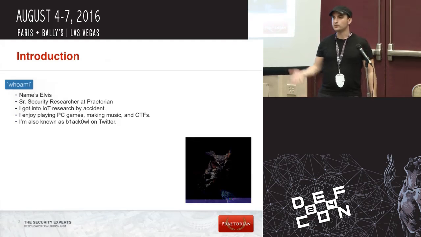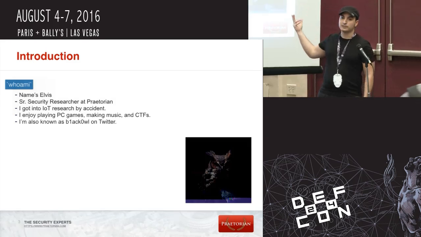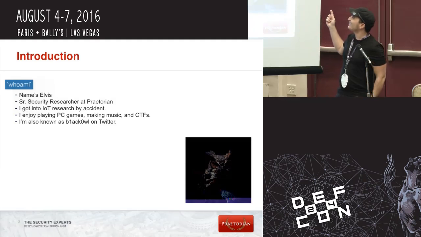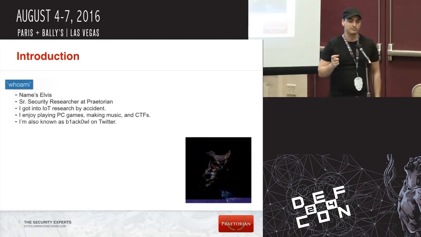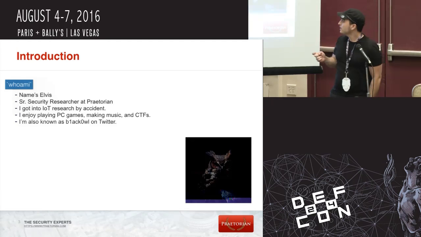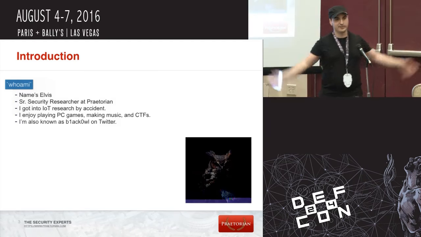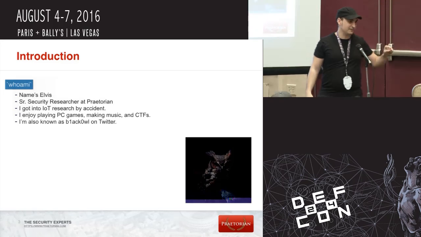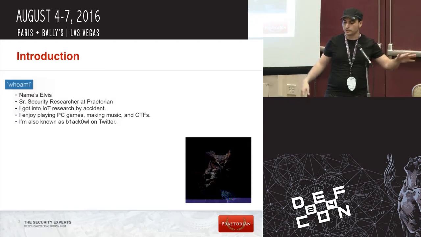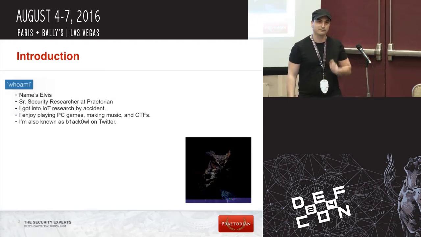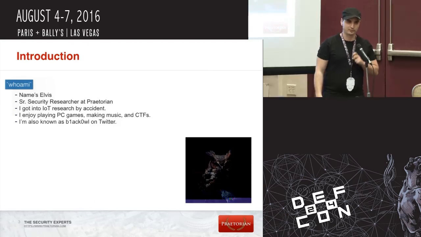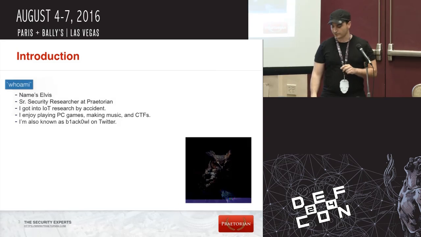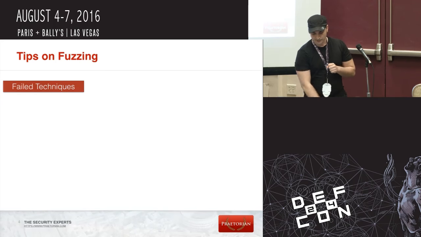But who am I, right? Who's this kid up there wearing all black? My name's Elvis, real name. I love how everyone's cell phones started going out taking pictures when I said that. I'm a senior security researcher at a local pen testing firm in Austin, Texas called Praetorian. I got into IoT research completely by accident. I started off in the desktop space. The long story short was that I had a coworker who found a really nasty vuln. It took him 3 seconds to find it with a really dumb fuzzer, and I said, if you can do it, why can't I? And now I'm in this trap. I'm also known as Black Owl on Twitter. That's cool. So let's get started.